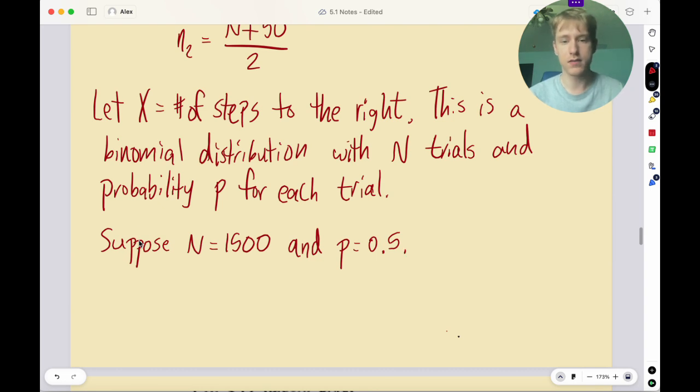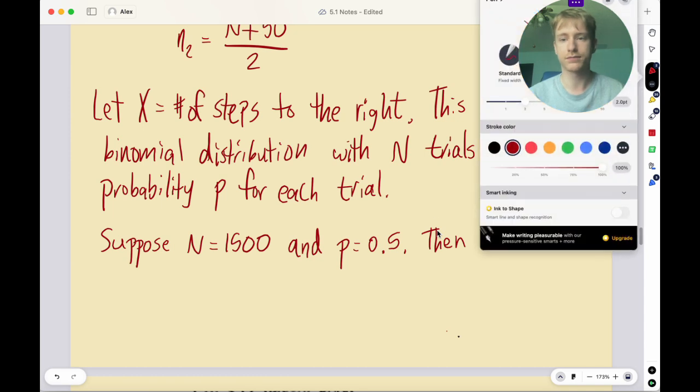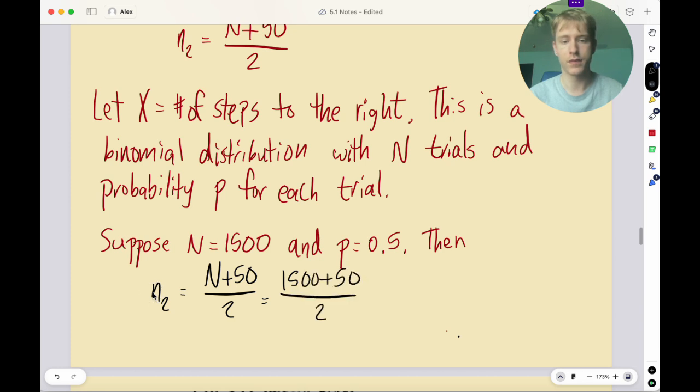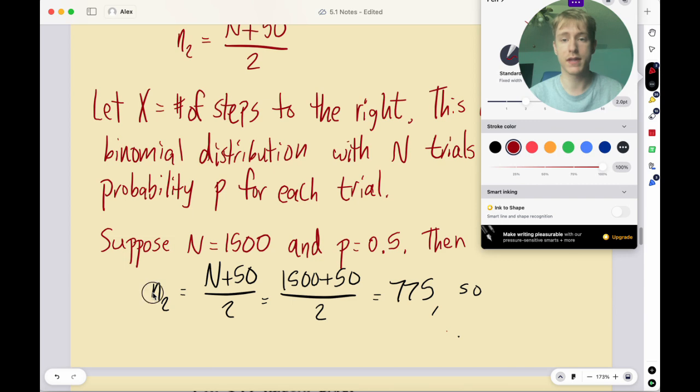We know that n2 is then capital N plus 50 over 2, which is 1500 plus 50 divided by 2, which is 775. So that's the number of successes that we want.